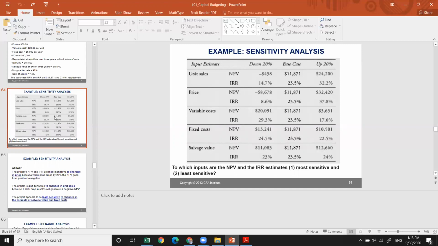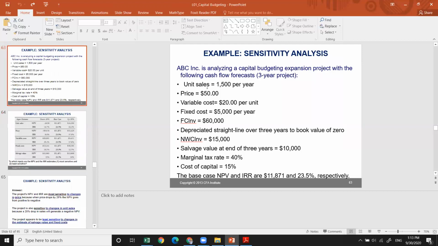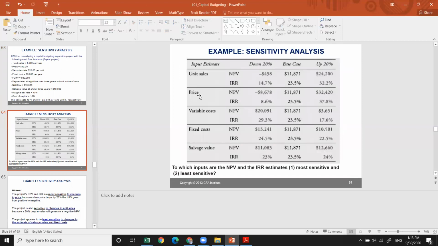So then, what if the price changes? What if the price changes? The price is 50, and let's make the price fall by 20%. So make the price not 50, but 40. What will be your NPV then? Your NPV will be minus 8,000, and IRR will be 8.6.